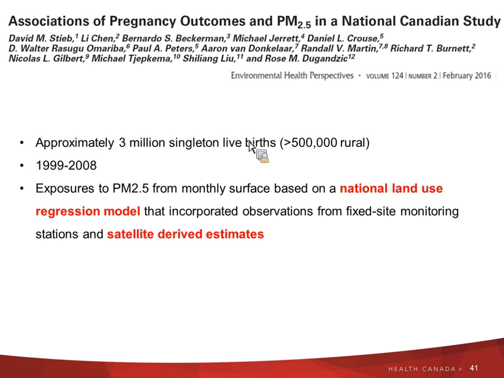Now, we also did a national study of PM 2.5 and pregnancy outcomes across Canada. So looking at about 3 million births, about 500,000 in rural areas, over a 10-year period from 1999 to 2008. And we used exposures to PM 2.5 that were based on a national land use regression model. And this incorporated measurements from both fixed site monitoring and satellite observations.